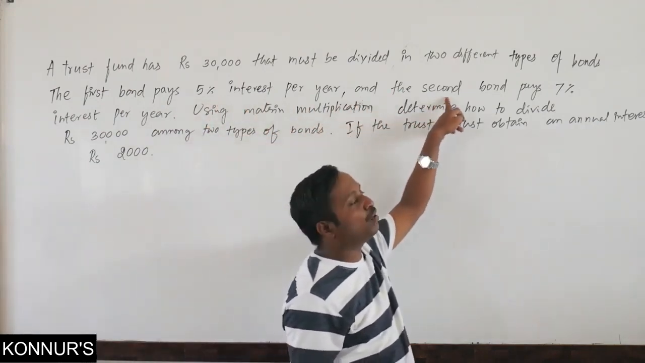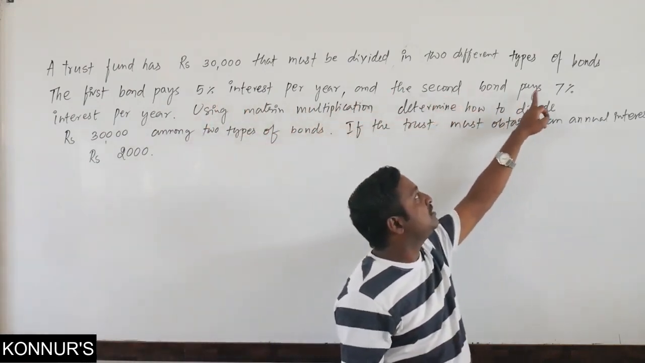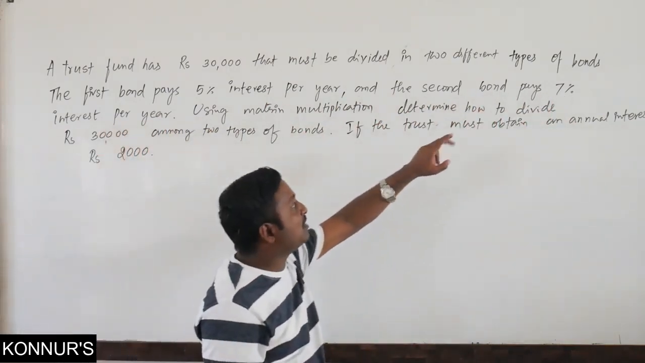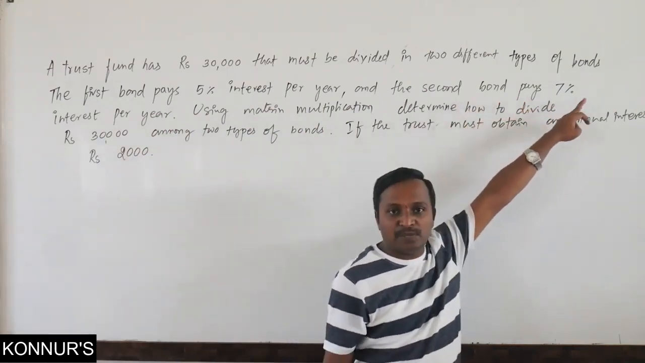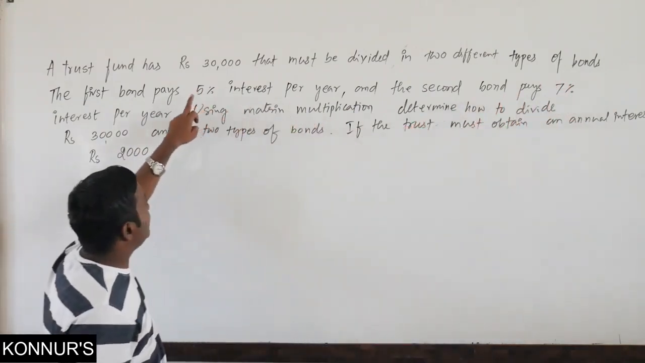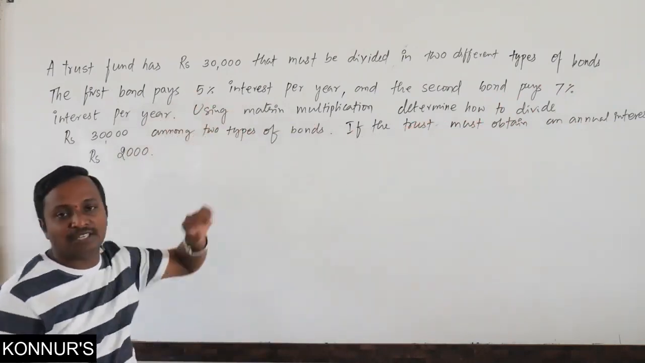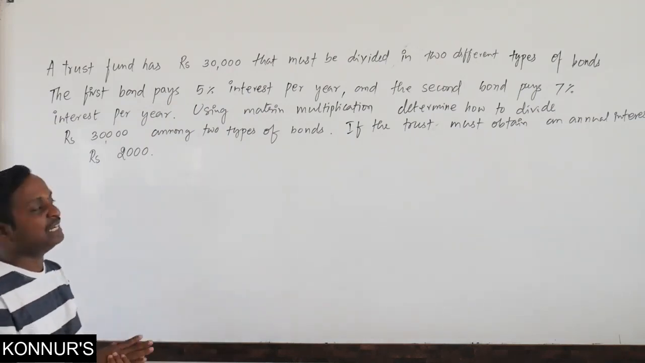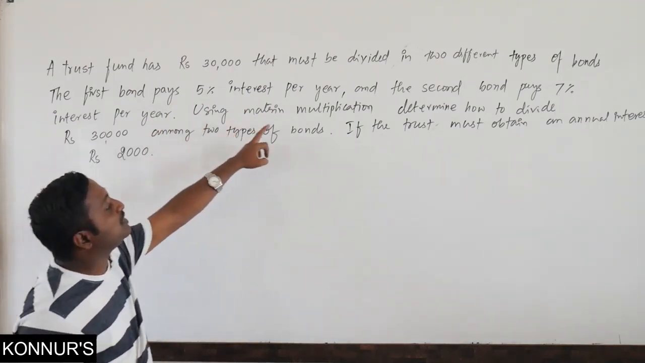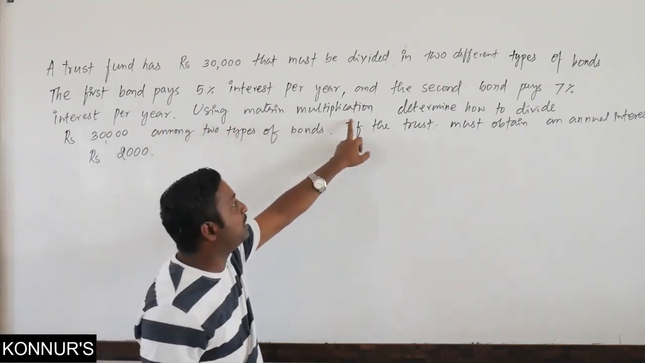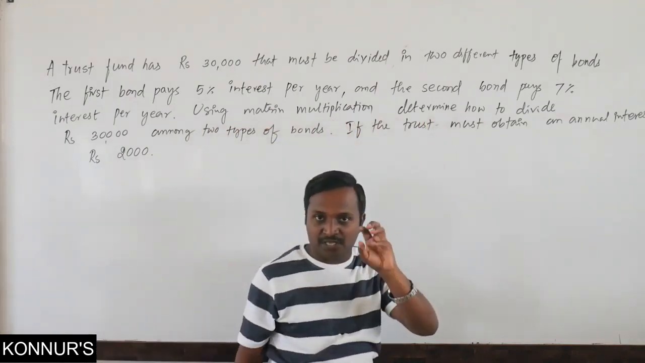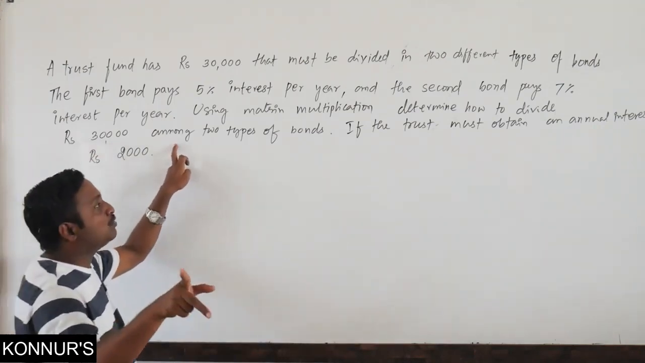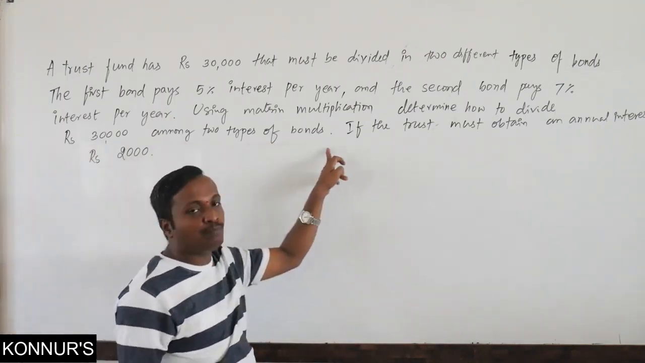And the second bond pays 7% interest per year. That means for 100 rupees, the second bond will pay 7 rupees in interest and the first bond 5 rupees per 100 rupees. Now, using matrix multiplication, determine how to divide rupees 30,000 among the two types of bonds.